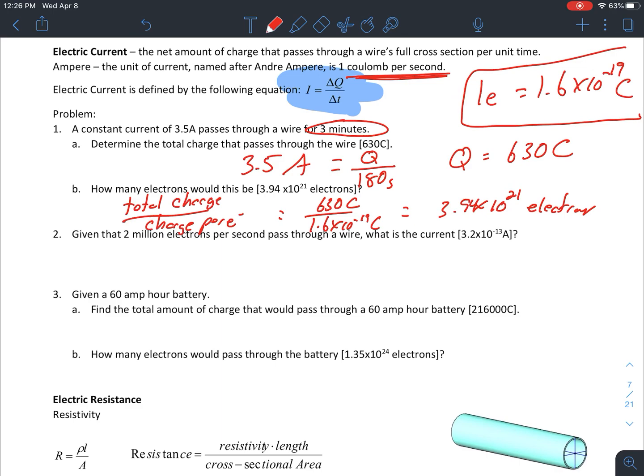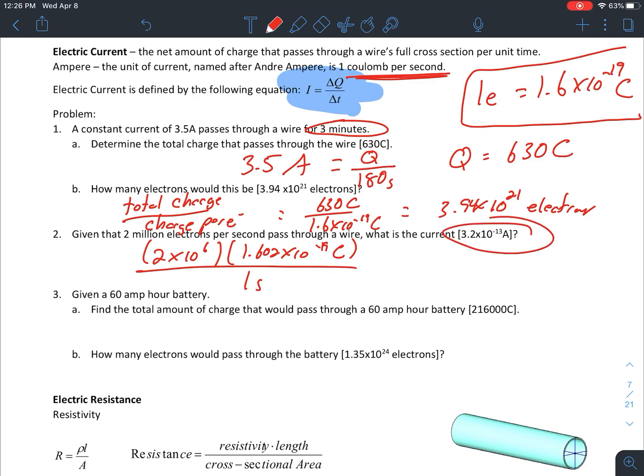So very similar in number 2, we're going to go the opposite way to find the current. If we have 2 million electrons, and we know that each electron has 1.602 times 10 to the negative 19 coulombs of charge, and that's going to be per second. We just plug that into our calculator, and we get the overall current.